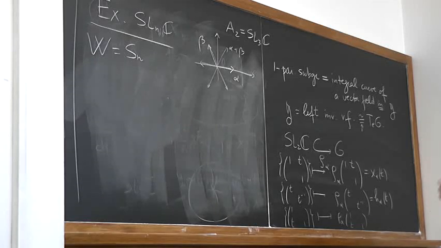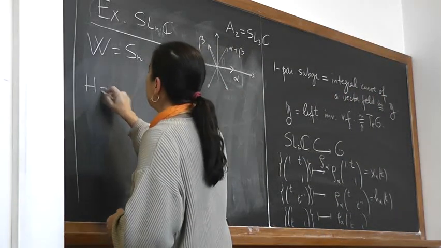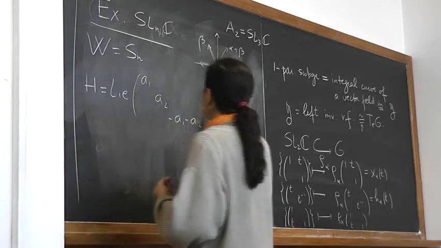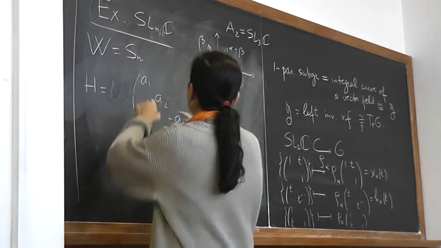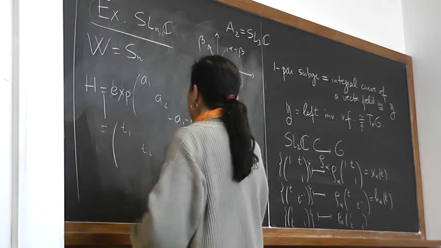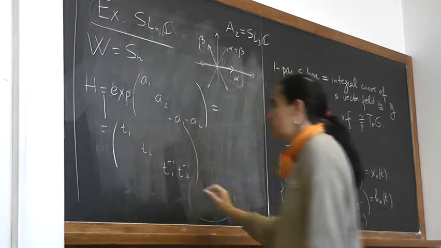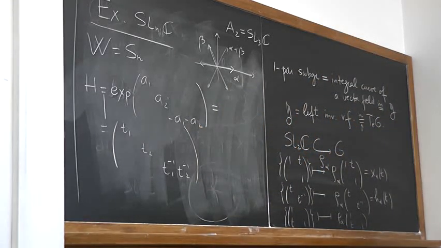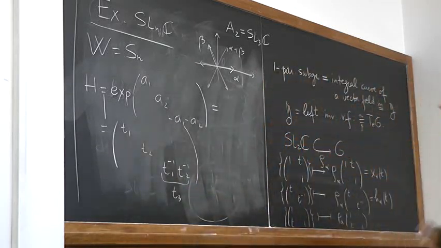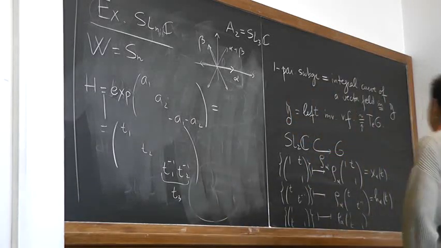Let us first of all understand what H is. So H here is the group whose Lie algebra is the exponential of this. So this is something like t1, t2, t1 minus 1, t2 minus 1. Let me write this t3, and then we remember it is linked with that. Now, if you check, what is the normalizer of this?